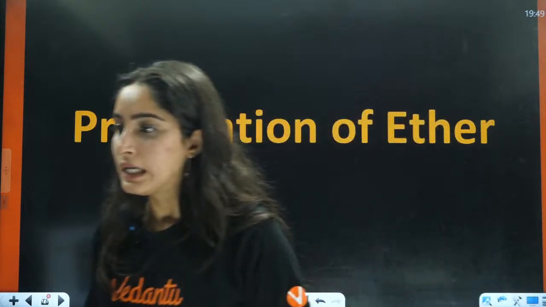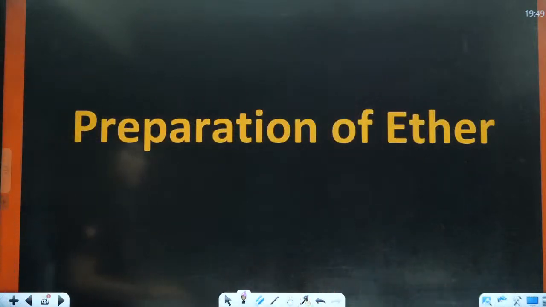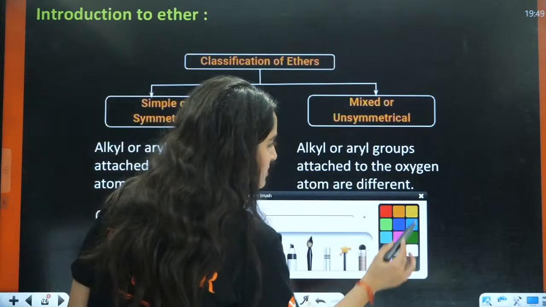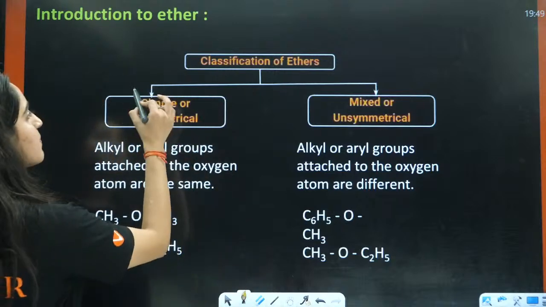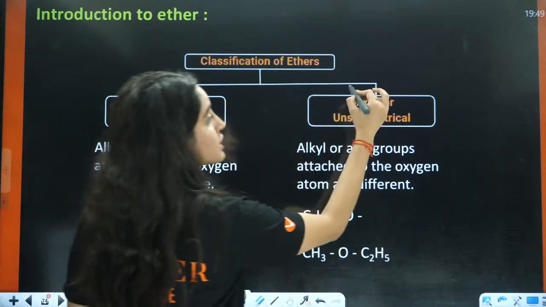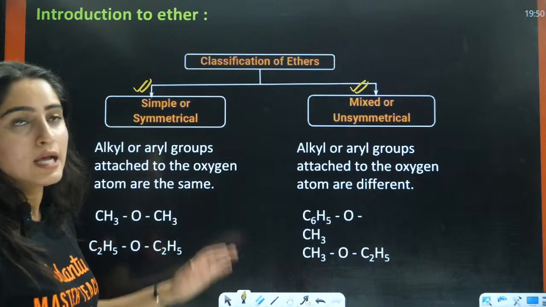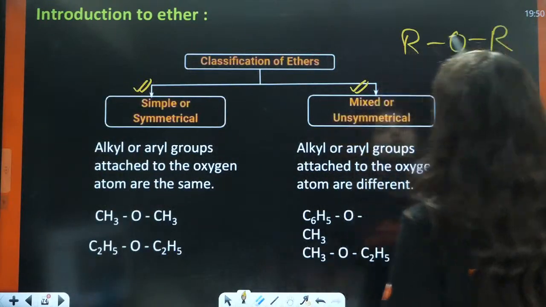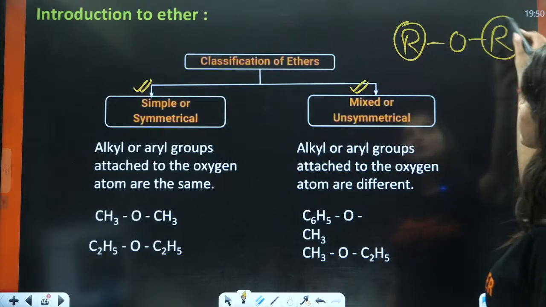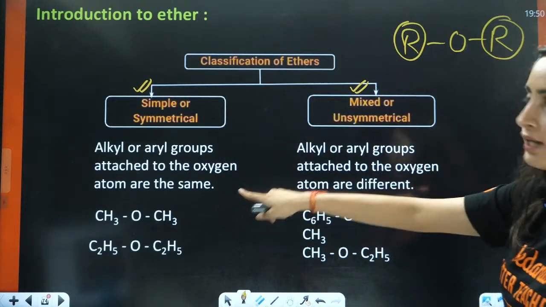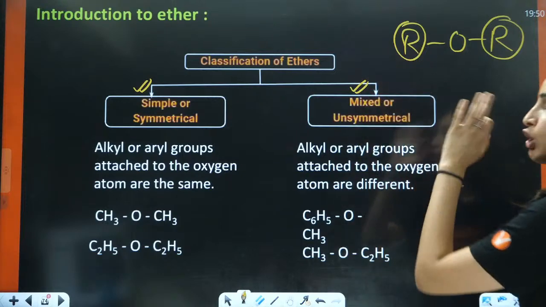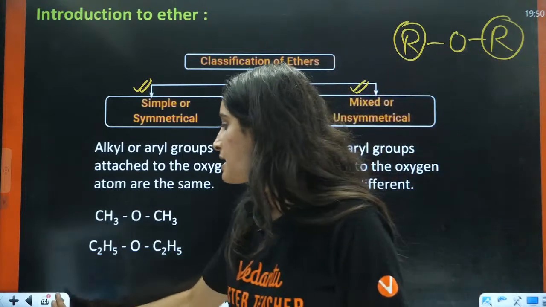Okay. Now, let us talk about preparation of ethers. Ethers are basically of two types. One is simple or symmetrical, the other is mixed or unsymmetrical. Ether is ROR. If both the alkyl chains are the same, that is called simple or symmetrical. If both the alkyl chains are different, that is called unsymmetrical or mixed ether, right?